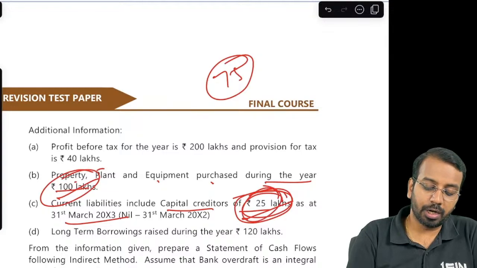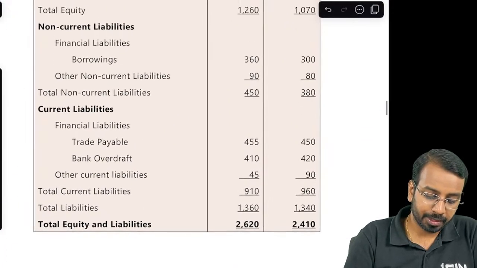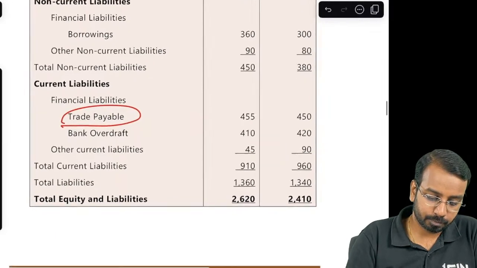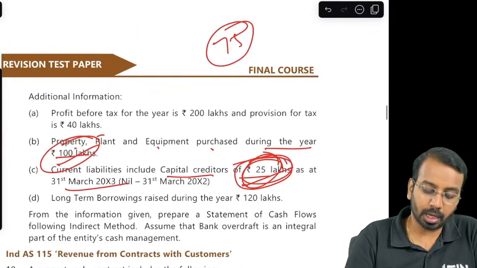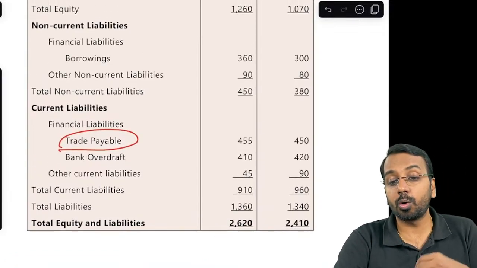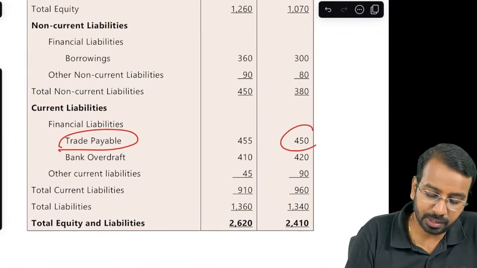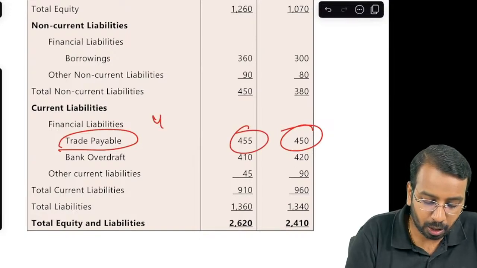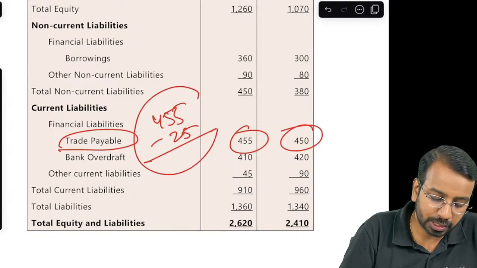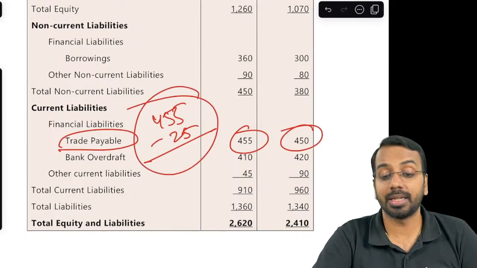And this 25 lakhs of creditors, I think it's there in trade payables. Yeah, trade payables. When you do the adjustment, you have to exclude that 25. So basically, this is 450, this is 455. Out of this 455, 25 is towards what? Capital creditors. So we will exclude these capital creditors and do the calculations.